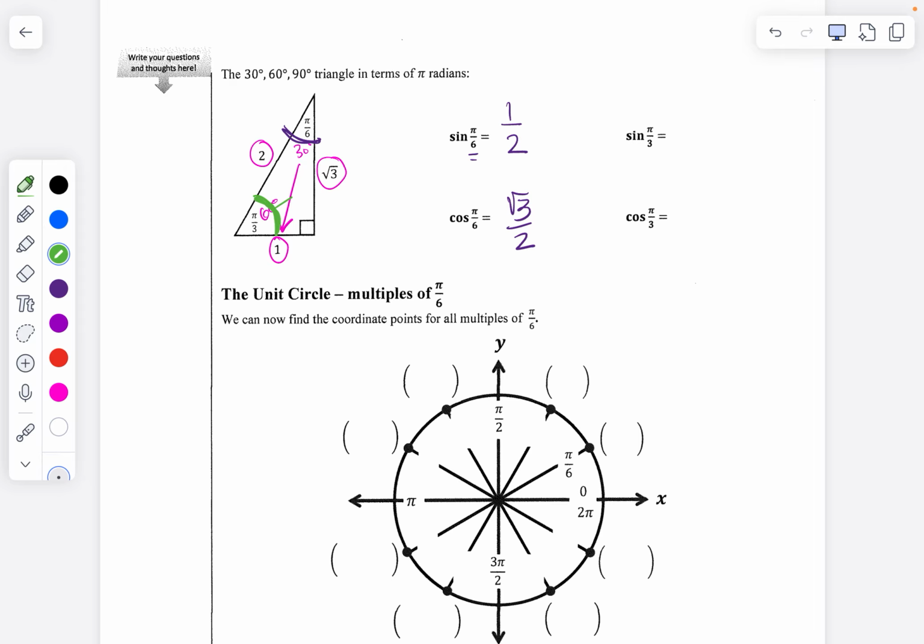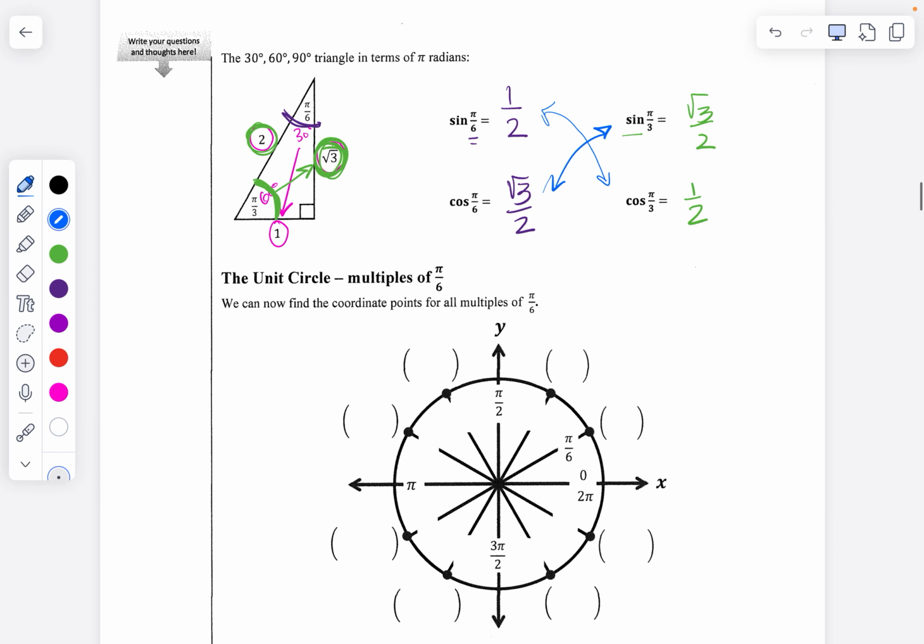If I look at that from the other angle, the 60 or pi over 3, I would now call this my opposite side. So the sine would be the opposite over the hypotenuse, which is root 3 over 2. And the adjacent here would be 1 over the hypotenuse, so that would be 1/2. So what do we notice? I see that there's this relationship that sine of pi over 6 and cosine of pi over 3 are both 1/2, and sine of pi over 3 and cosine of pi over 6 are root 3 over 2. This is called the cofunction property, where sine and cosine of complementary angles are equal to each other.